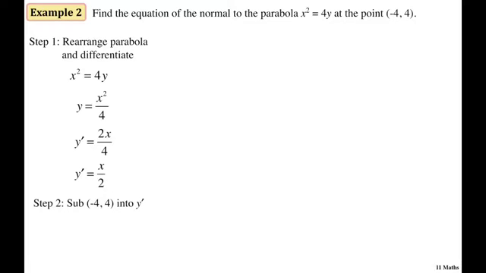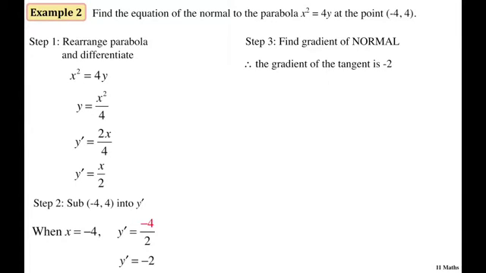Now we know the x value of the point that we're substituting in is -4. So in our derivative here, everywhere we see an x, we're putting in minus 4. So we get y dash, or the derivative, equals minus 4 over 2, which cancels to minus 2. Now what does that actually mean? That means the gradient of the tangent is minus 2. I'm not interested in the gradient of the tangent. I'm interested in the gradient of the normal.